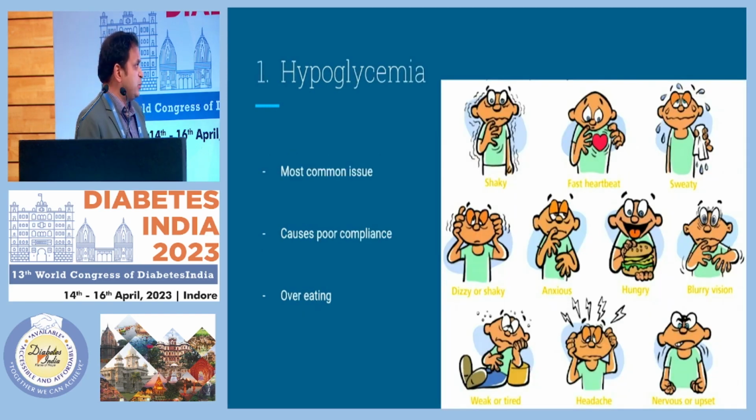So hypoglycemia is the most common issue with insulin therapy, because insulin is a very potent anti-diabetic drug, because of which hypoglycemia occurs commonly. Because of this, a lot of patients have poor compliance, and that can lead to overeating. To prevent hypoglycemia, they will start overeating.